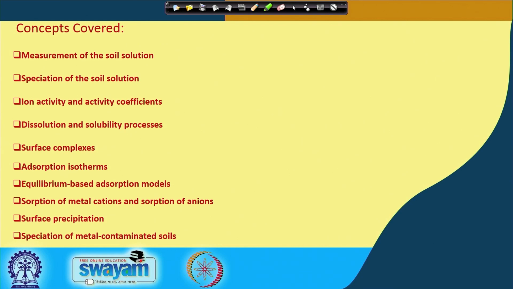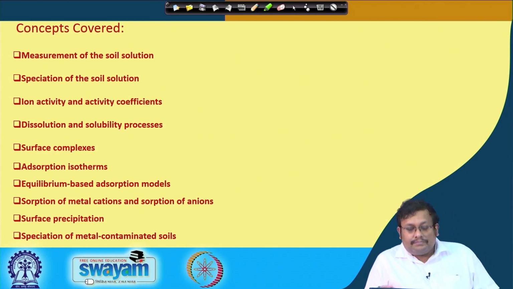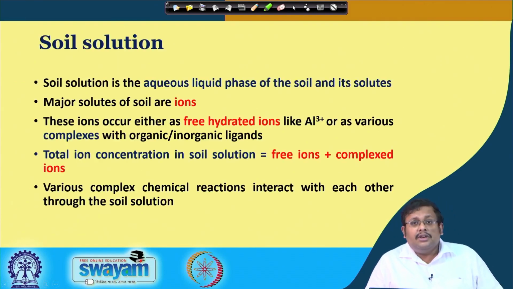So so far we have covered the measurement of soil solution, and then we have covered the speciation of the soil solution. Then we have covered the ionic activity and activity coefficients, dissolution and solubility processes, surface complexes, and so basically we have covered up to dissolution and solubility process, and we have covered up to the stability diagram.